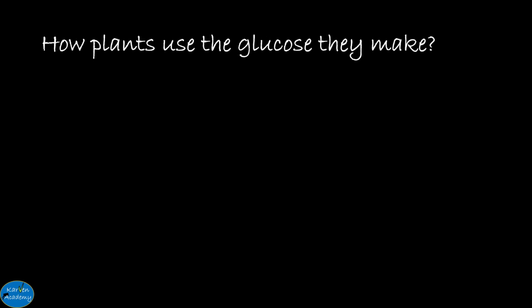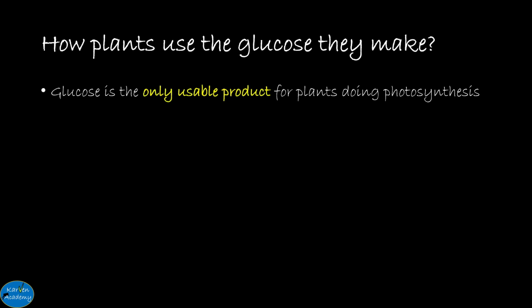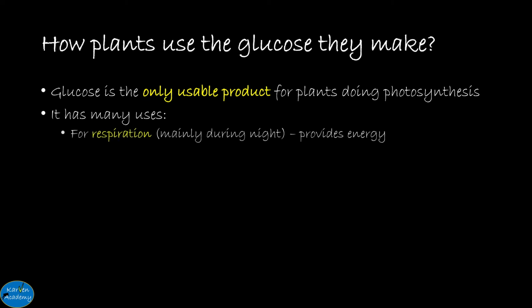So let's look at how plants use the glucose that they make. Once the glucose is made, the plants can use it, and glucose is the only usable product. The waste product during photosynthesis is oxygen. And glucose has many uses. It's used in respiration, which provides energy.